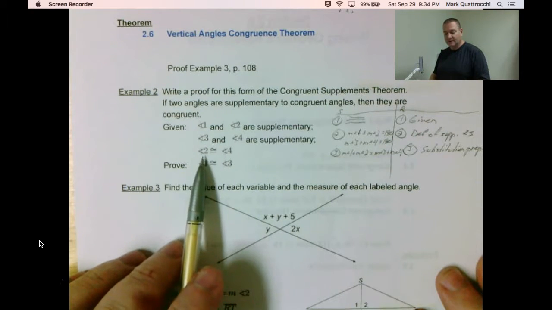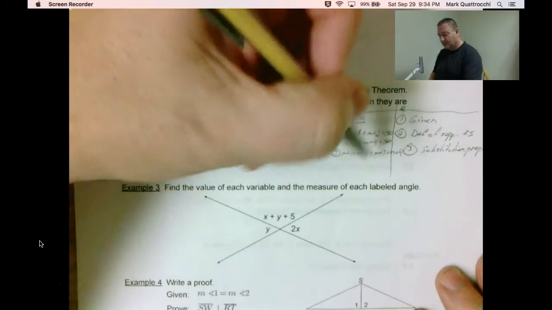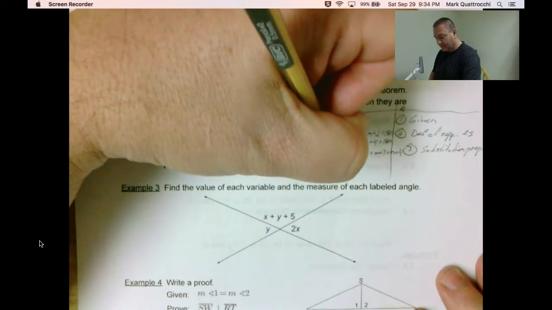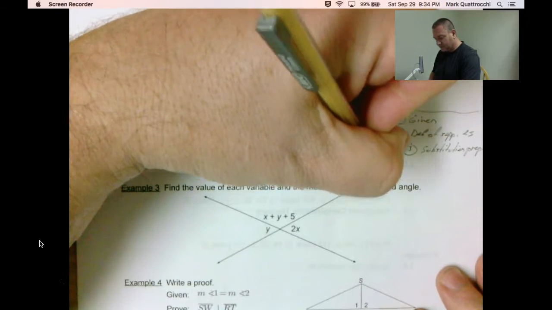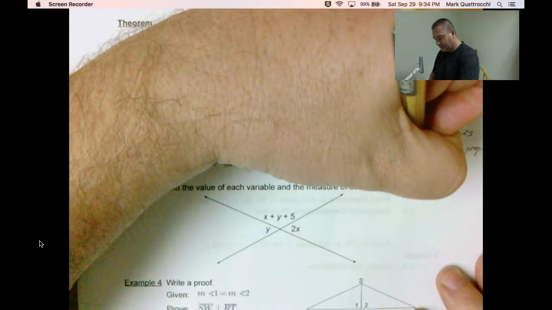It keeps the equation balanced. Well, these things are definitely equal from the given information, so I can subtract angle 2 and angle 4 from both sides of this equation, and I get the measure of angle 1 equals the measure of angle 3. Reason, subtraction property.